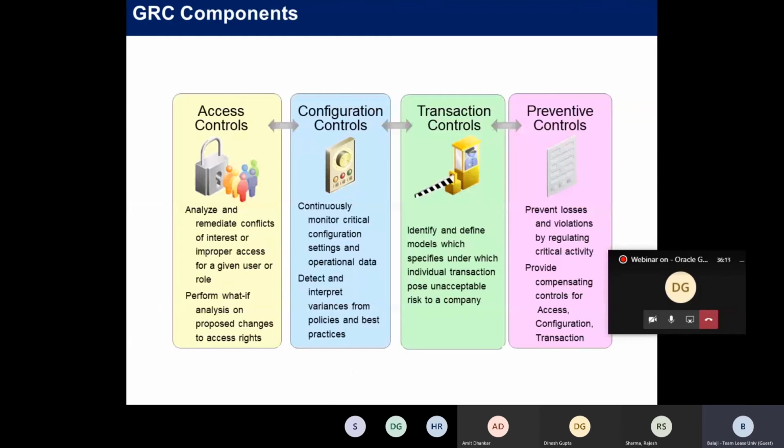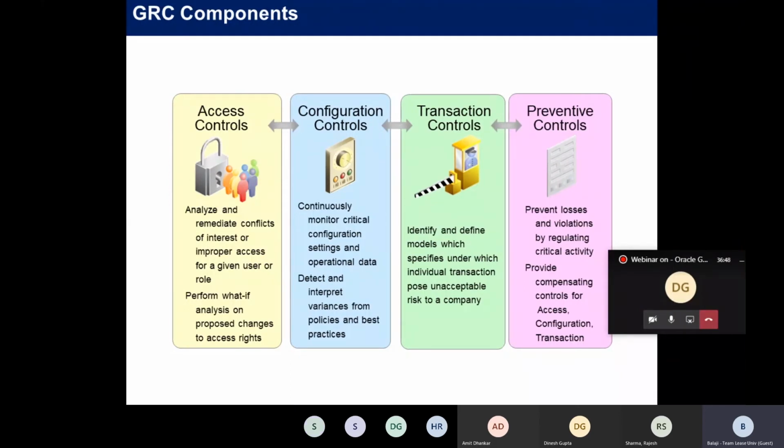Now these are the four controls. Access controls are nothing but somebody who has access A should not have access B. For example, somebody who has entry of supplier, can he have entry of invoices? He should not. Can he have entry of payments? He should not. So what we do is we try and ensure that what not is brought under the accesses.